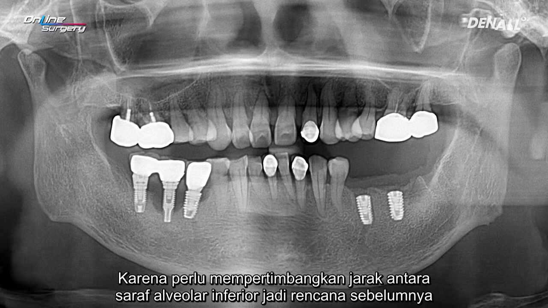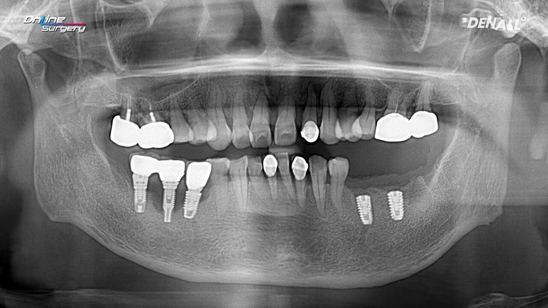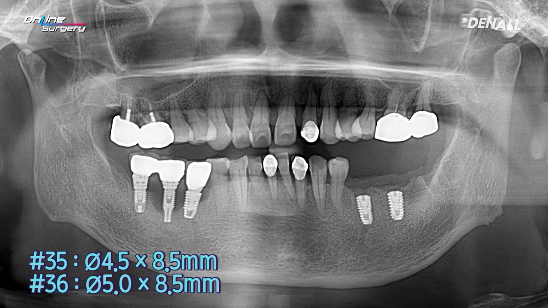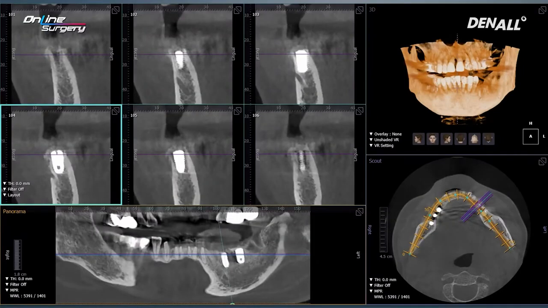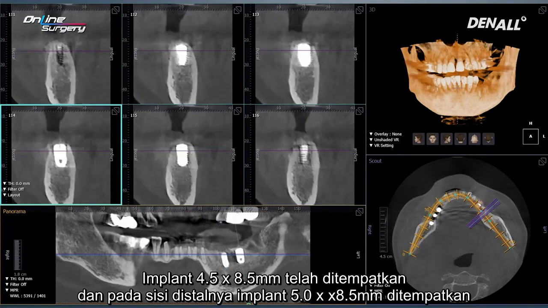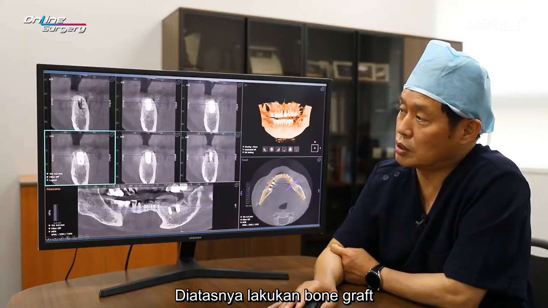Distal to that, there was distance with the inferior alveolar nerve, so the plan was 10 millimeter, but considering the level of mouth opening, a 5.0 by 8.5 millimeter implant was placed and GBR was done on top. Bone graft was done. As shown, the mental foramen is here. A 4.5 by 8.5 implant was placed, and distal to that, a 5.0 by 8.5 implant was placed. On top of that, bone graft was done.